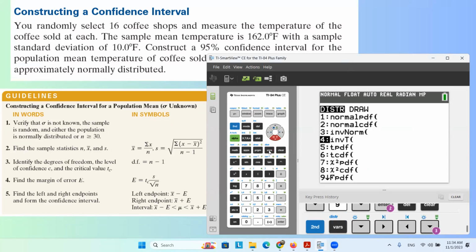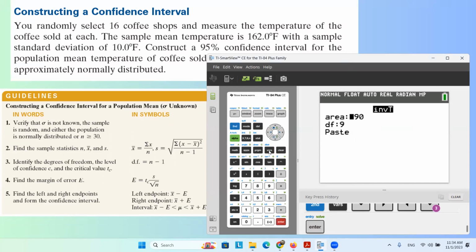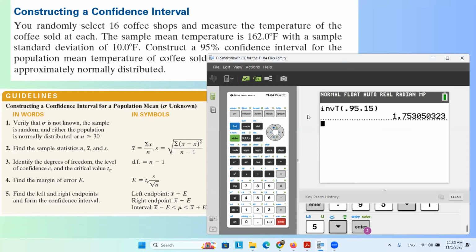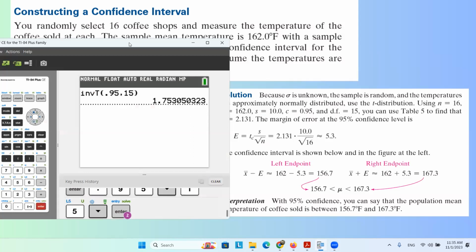inverse t. What's the area? Area is 95%, so 0.95. What's the degrees of freedom? It is 15. So let us take a look at our t sub c. It is 1.753. Take a look. Your t sub c is a little bit different here. What's the reason behind it?